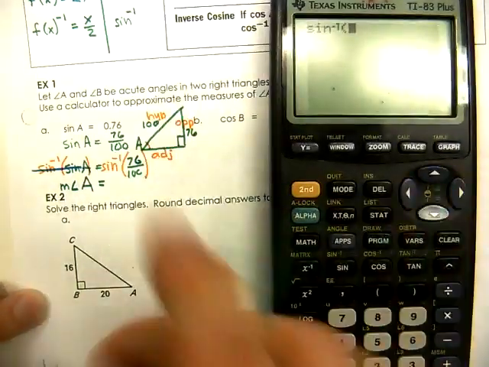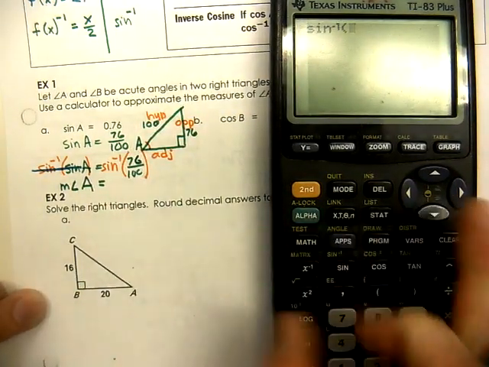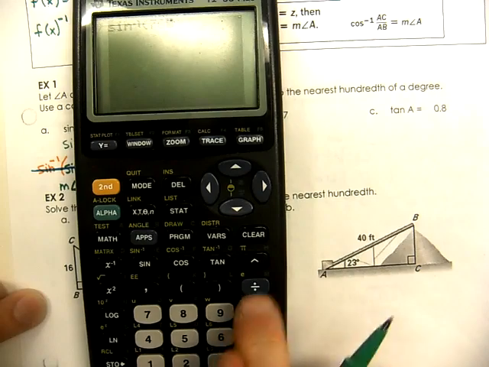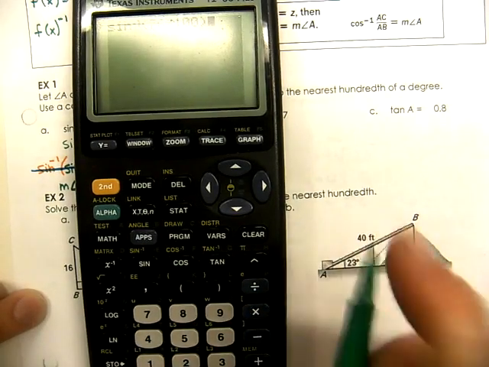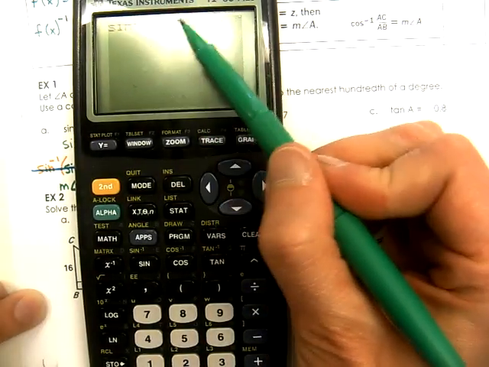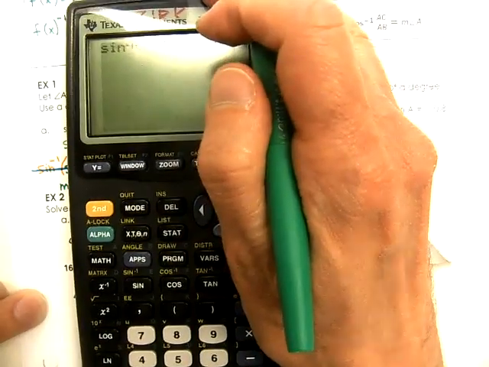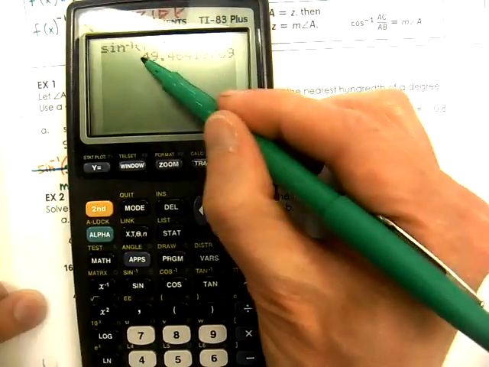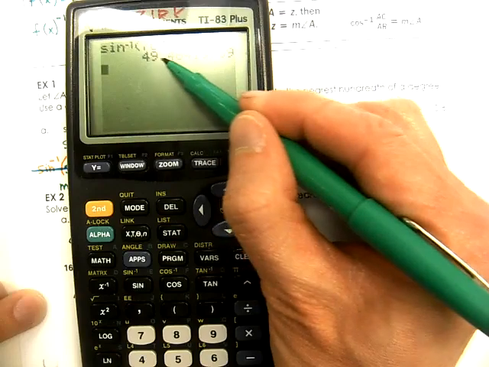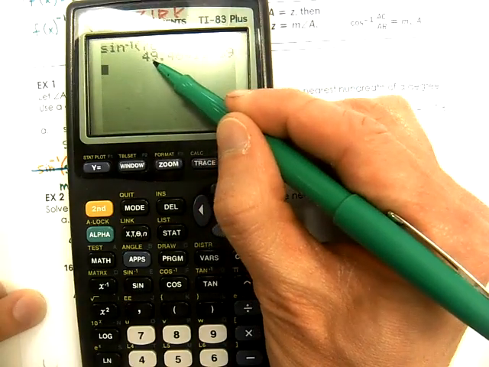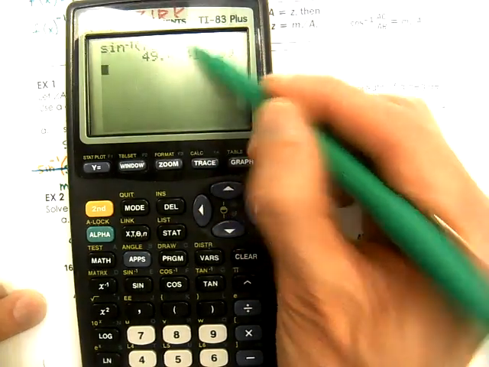I'm going to plug in 76 divided by 100, and then make sure you close the parentheses like that, because you are taking this of the entire fraction. And that will give you an angle measure, right? So this is not a side length anymore. That's our angle in degrees. So again, we'll round to 2 decimal places.